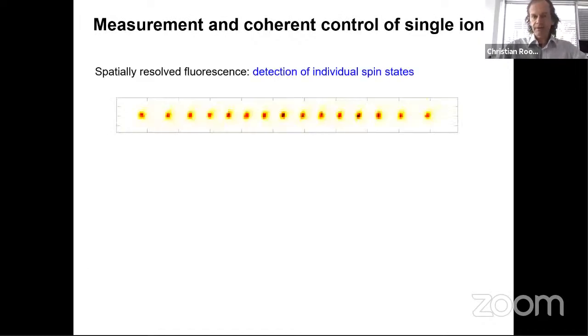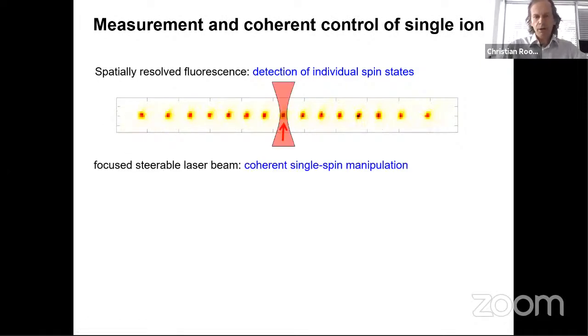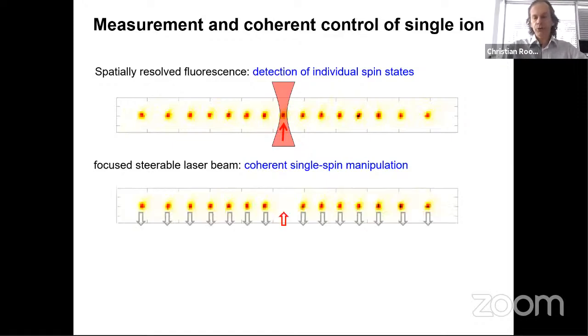By spatially resolved fluorescence, we can detect the individual states of ions. So here, for example, you have all ions in a state that couples to the laser that probes the ion's fluorescence, and so all ions appear bright. And this might be, if you use a spin language, maybe a spin down state. And then we have a focused steerable laser beam that enables coherent single spin manipulation. Such a beam could be used, for example, to coherently transfer the state of one ion from this fluorescing state into a state in which the ion will not fluoresce when probed with the laser pulse used for quantum state detection.